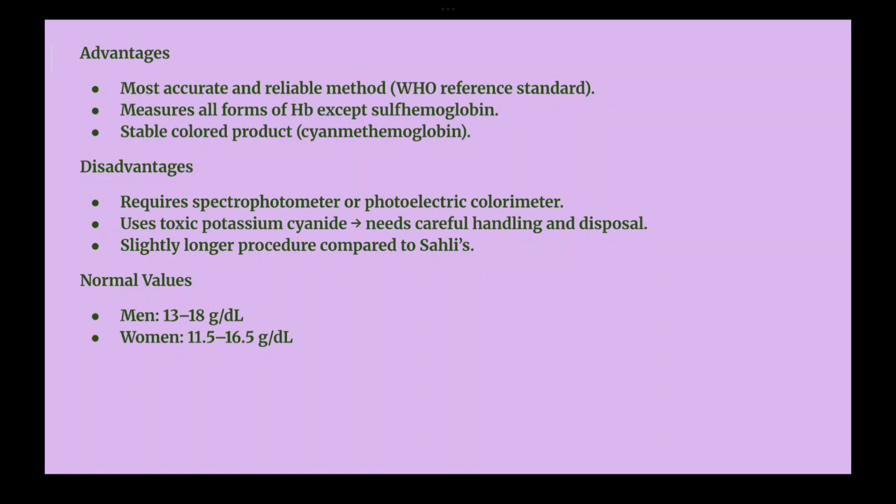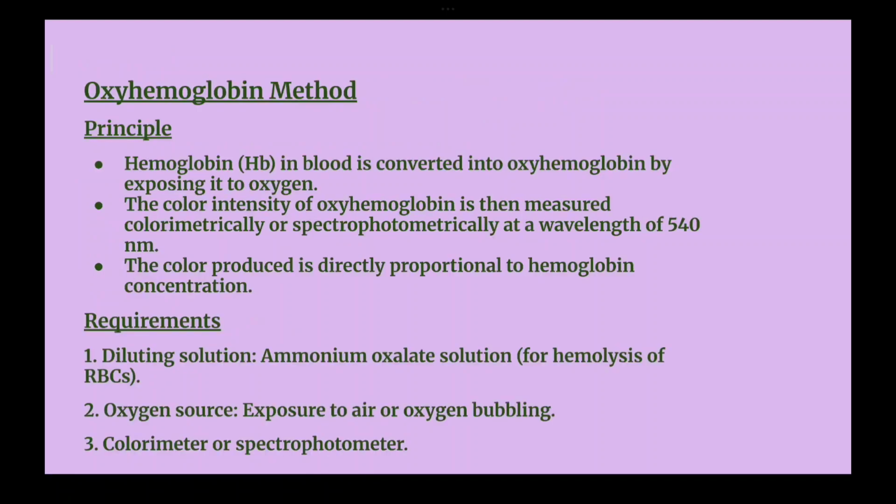Now, the normal values that can be obtained in this method for men are 13 to 18 grams per deciliter and for women 11.5 to 16.5 grams per deciliter. Now, the oxyhemoglobin method is a method that is used to estimate hemoglobin.